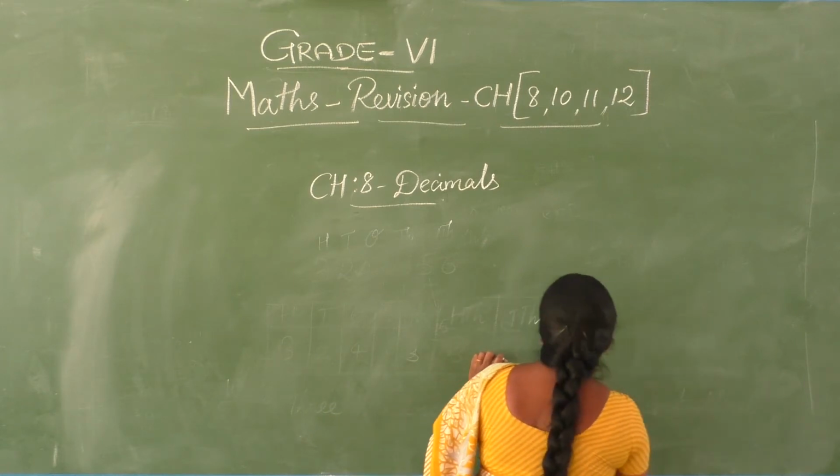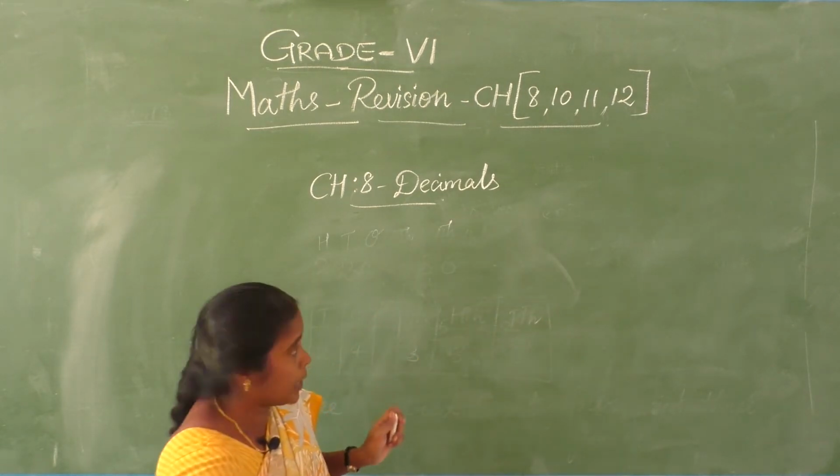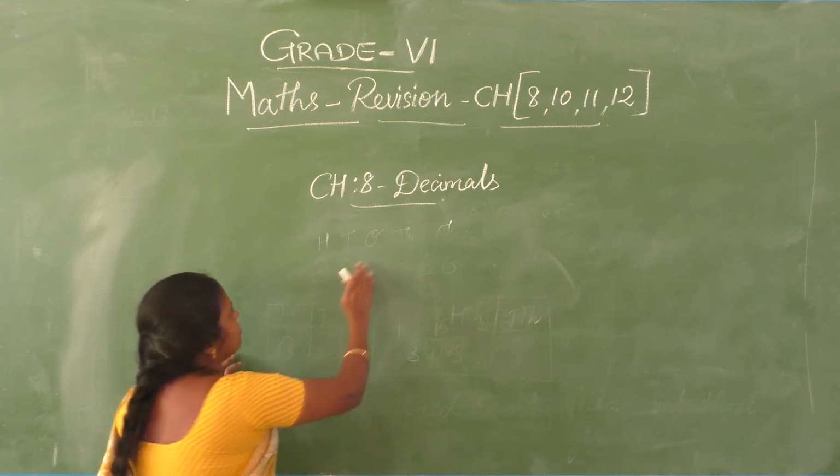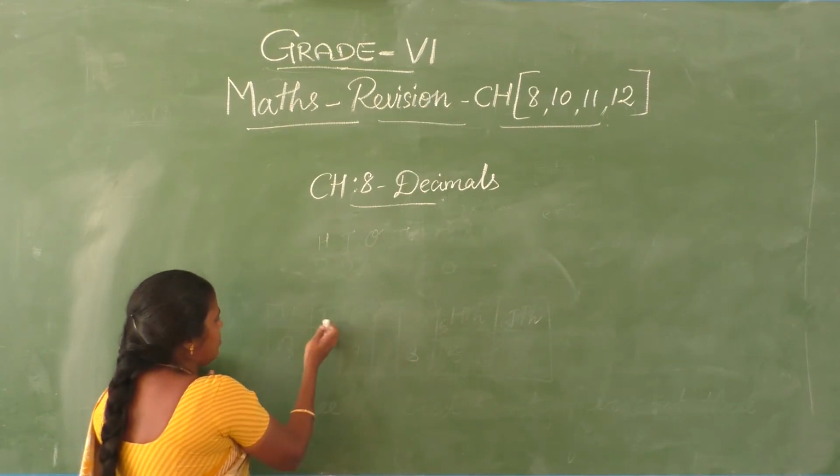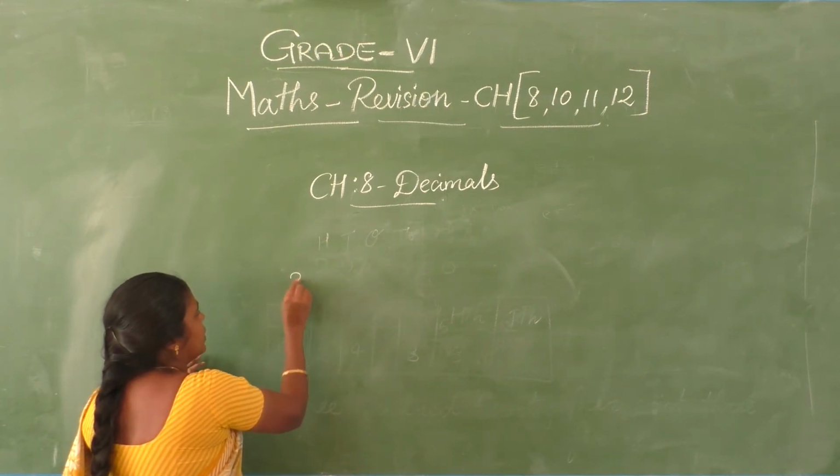After that, what did you see in this topic? Comparison of numbers. Expanded form. Expanded form is the simplest way only.